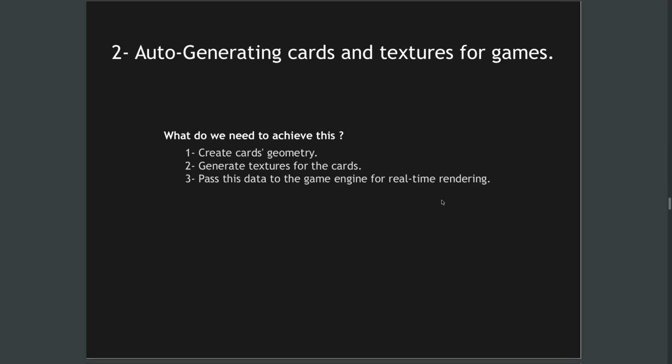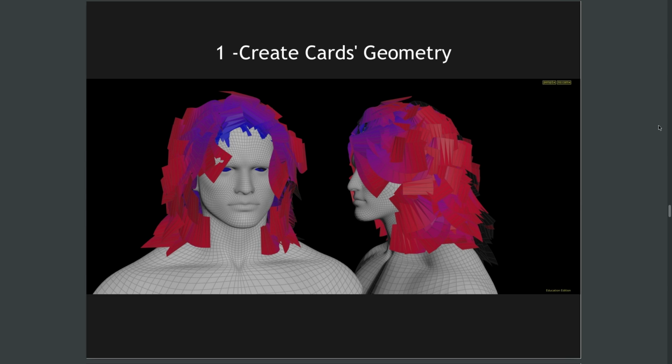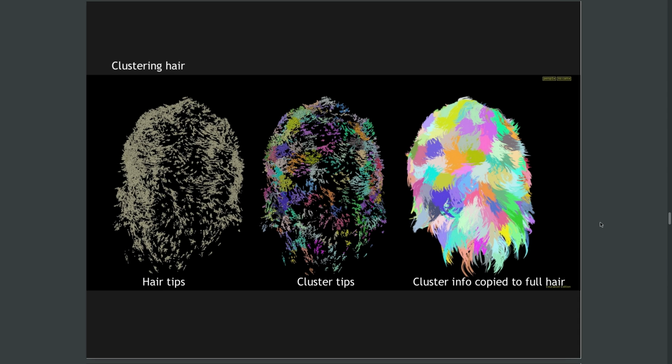So the first thing we're going to talk about is creating the cards themselves. And this is the result that we're going to be after. These cards were auto-generated from the high-res hair, and we're going to look at how to do that. So if we look at the hair itself, I want to cluster it so that I can work with a big clump at one time, and generate a card for that. I don't want a card per curve. I want to group neighboring curves together, let's say every 300 curves, and then create a card for those.